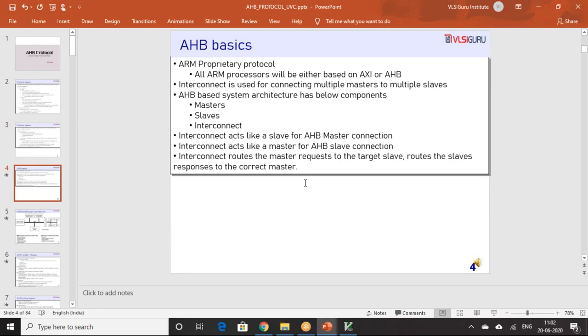Now let's get into AHB basics. It's an ARM proprietary protocol. That means it is developed by the ARM company. The protocol behavior, how the address phase will happen, how the data phase will happen, what signals are there, everything has been specified by ARM. All ARM processors will be based on either AXI or AHB. The interconnect is used for connecting multiple masters to multiple slaves. An AHB based system architecture has the below components: masters, slaves, interconnect.